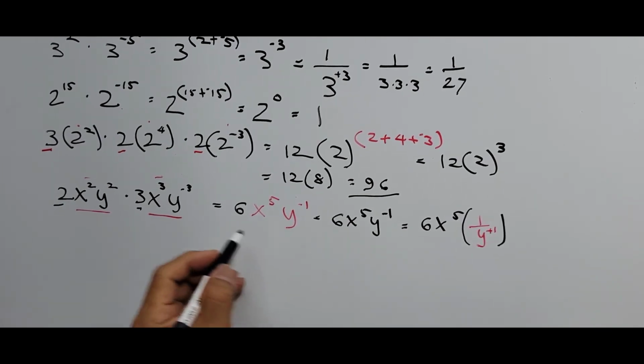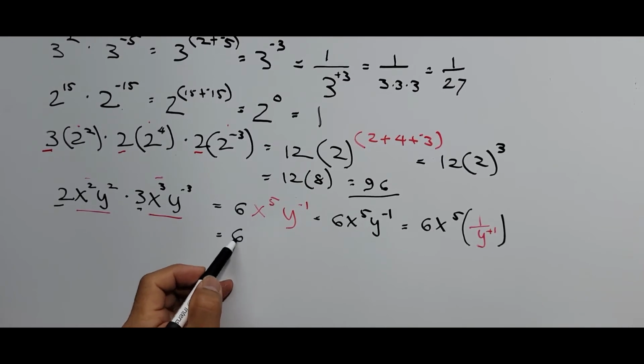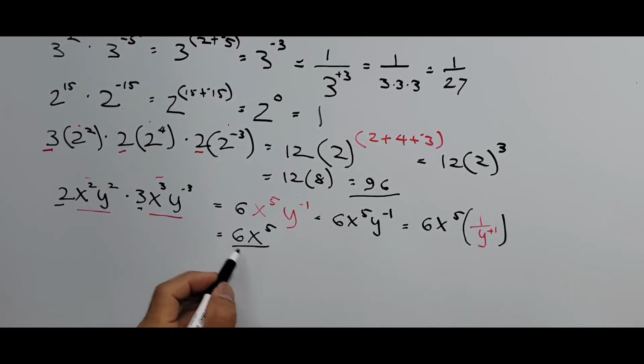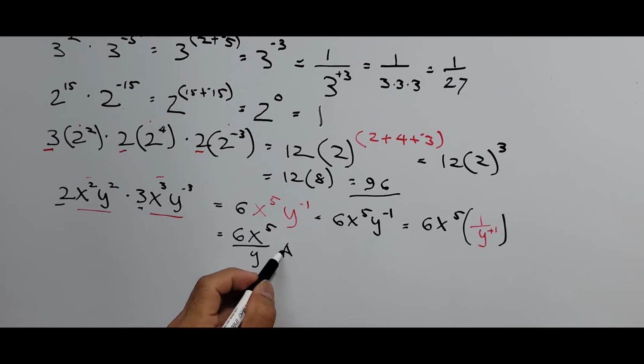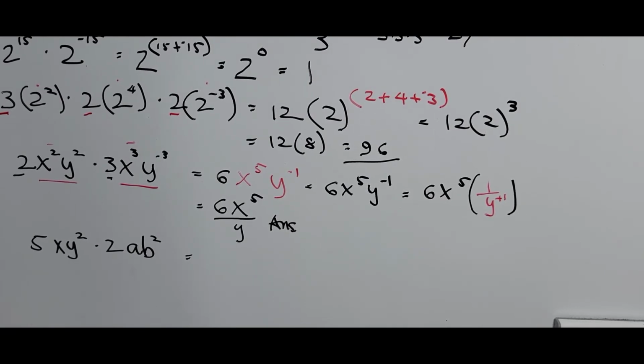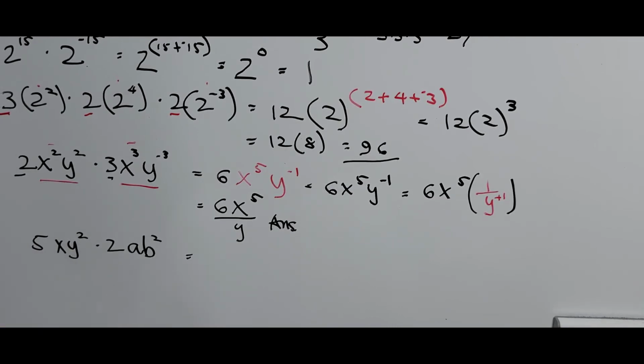So that will come up to 6x to the 5th power divided by y. So that's the answer for that. Okay. We have another example, the last example in multiplying exponential expressions. We have this one. 5xy squared times 2ab squared.